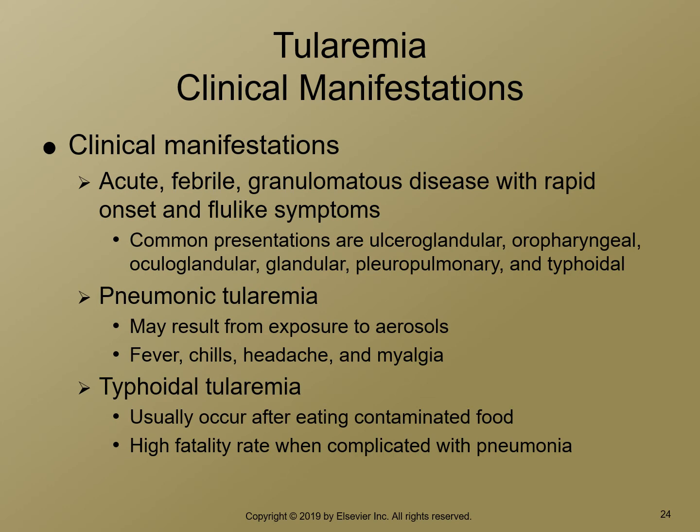Of these common presentations, the ulceroglandular, oculoglandular, and glandular types usually occur as a result of direct contact with infected vertebrate or invertebrate reservoirs. Typhoidal and oropharyngeal cases of tularemia usually occur after eating contaminated food. Pneumonic tularemia is one additional presentation that can result from exposure to aerosols.